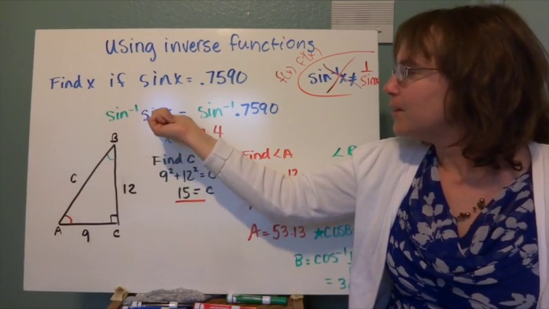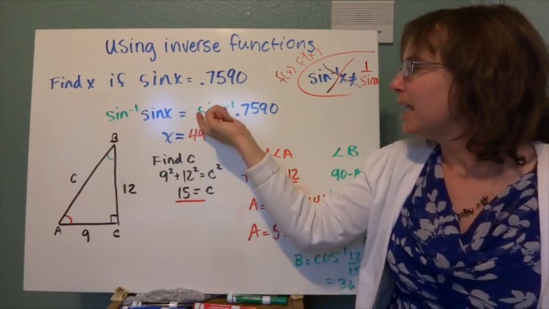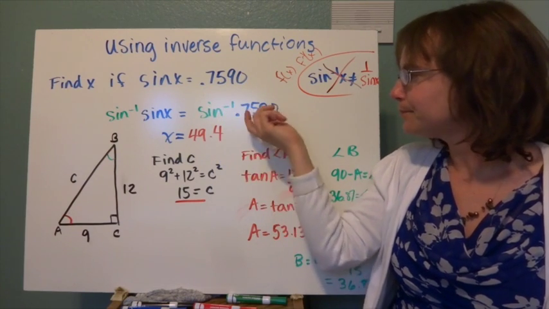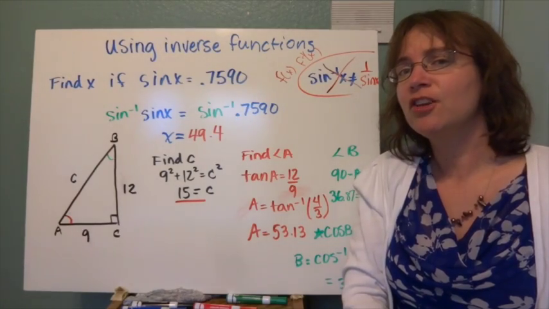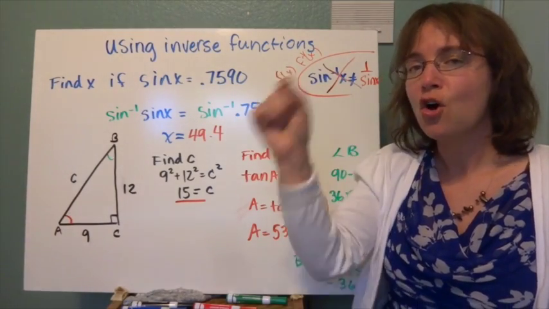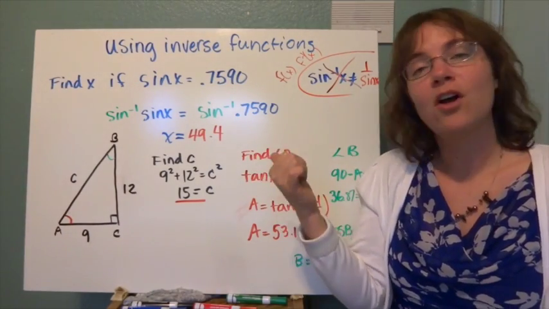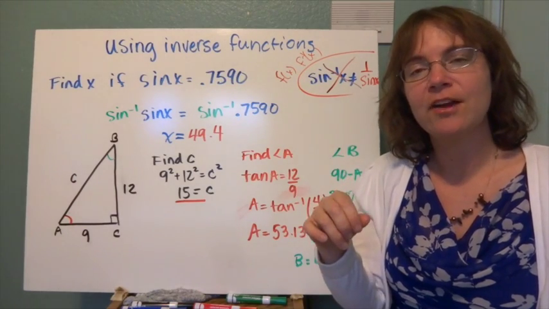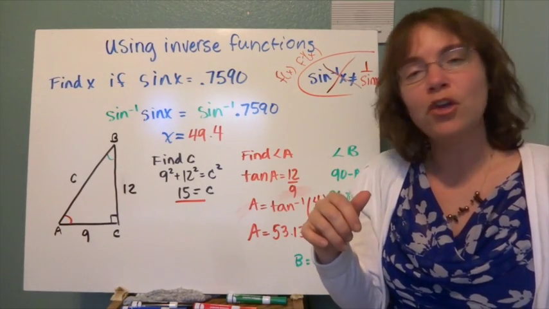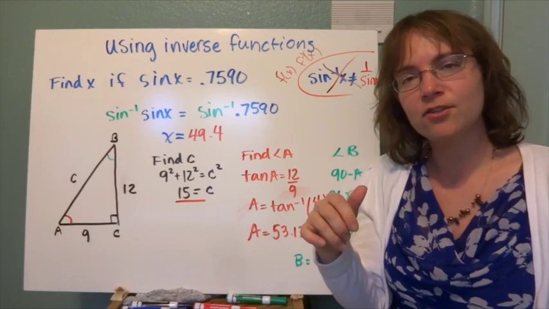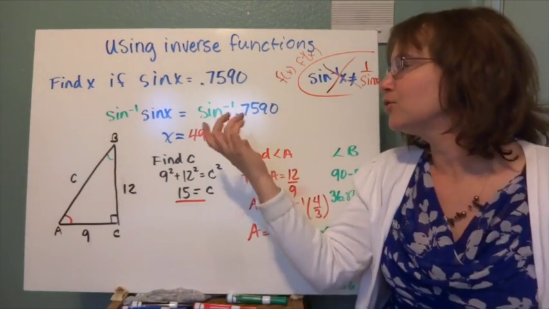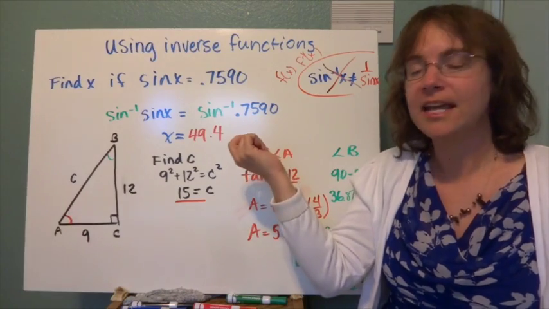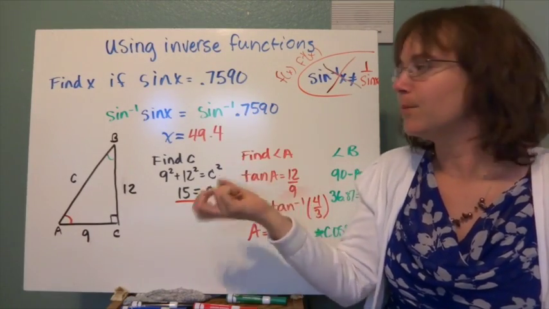So when we do that, we have just an x on this side, and we take this inverse sine of 0.7590, and that's found on your calculator usually as the second function over the sine key. And you also can see you have an inverse cosine and you have an inverse tangent. You don't have an inverse cosecant or secant or cotangent, and that's because you can write those numbers in terms of sine, cosine, and tangent.